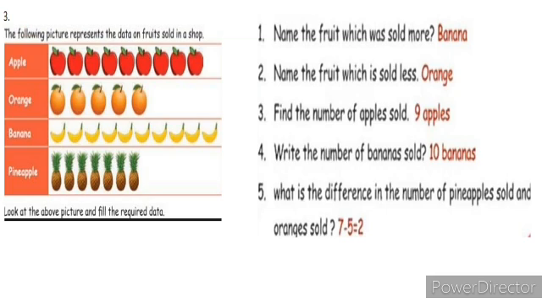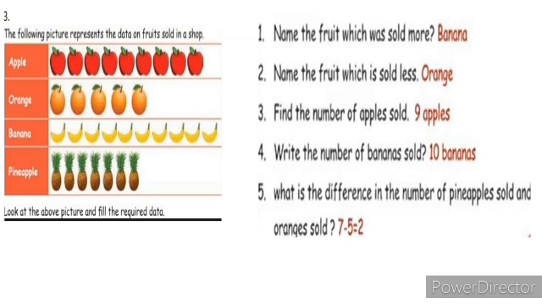Question number 3. Find the number of apples sold. Now you count how many apples are there. Yes, 1, 2, 3, 4, 5, 6, 7, 8, 9. So 9 apples. Question number 4. Write the number of bananas sold. Now you start counting the bananas. How many bananas they sold? Yes, 1, 2, 3, 4, 5, 6, 7, 8, 9, then 10. So 10 bananas.